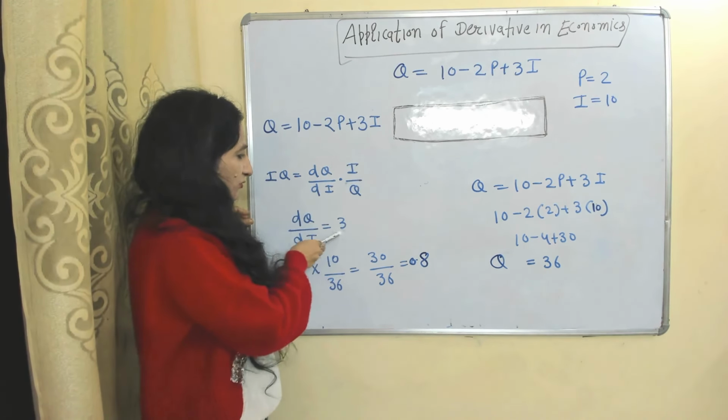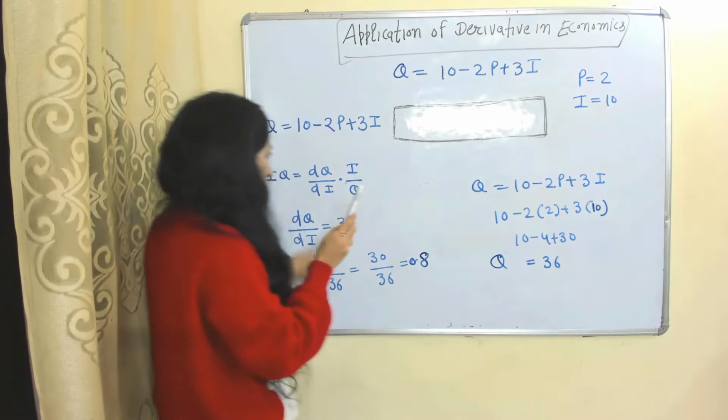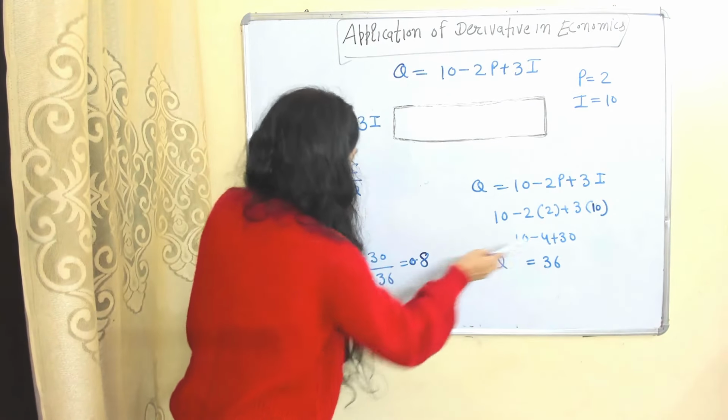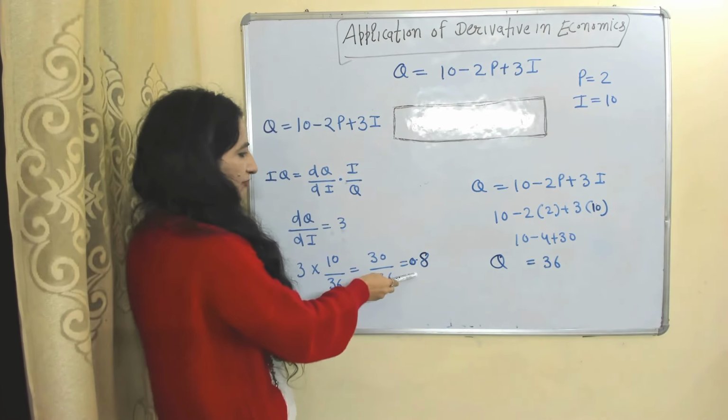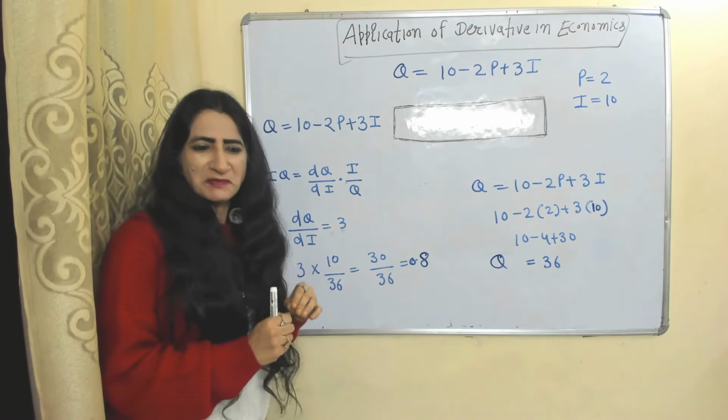So, in place of dq over di, we will put 3. In place of I, we will put 10, because the value of I is given. In place of q, we will put 36. When we solve, it will become equal to 0.8. 0.8 will be called the income elasticity of demand.